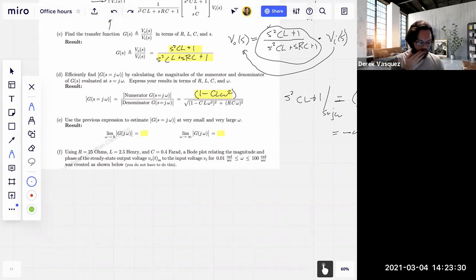So we're going to move on to part E. It says use the previous expression, G of j omega, to estimate the magnitude at very small and very large omega. So to estimate the magnitude at low omega, we're just going to take the limit as omega approaches 0 of the magnitude of G of j omega. And if we plug in 0 for omega in all of our terms, we get 1 in the numerator and square root of 1 minus 0 plus 0 in the denominator. So we just get 1.